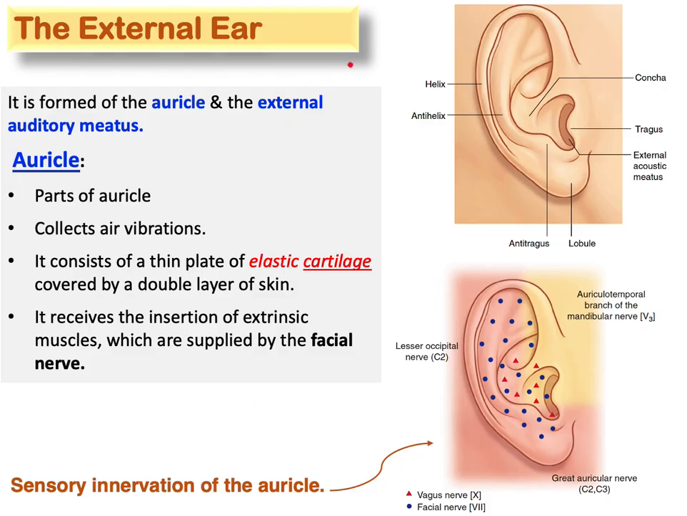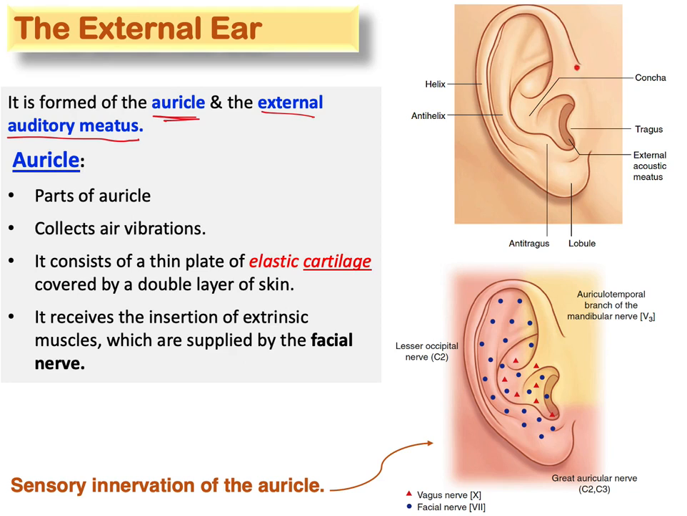Now, let us start with the external ear. Of course, you are familiar with these two parts of the external ear. One part of it is exposed outside. So the external ear is formed by the auricle and the external auditory meatus or external acoustic meatus. So let us have a look at the auricle.